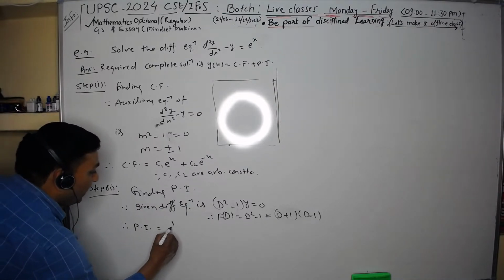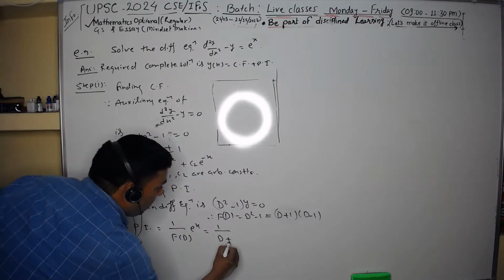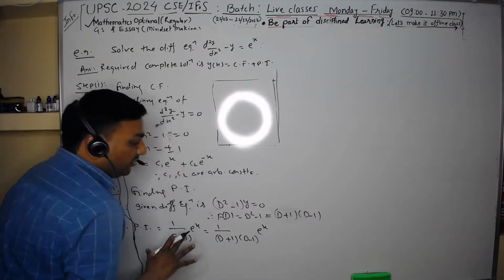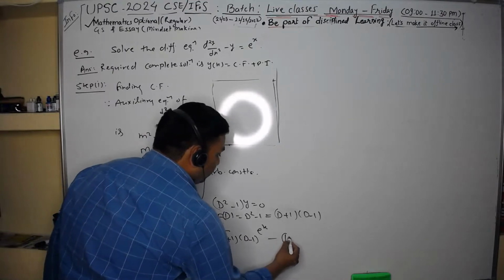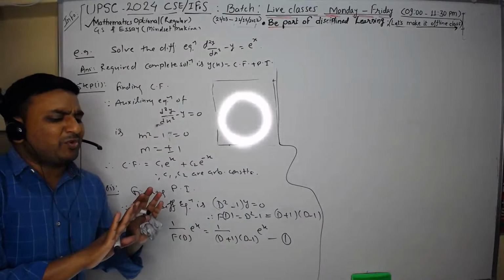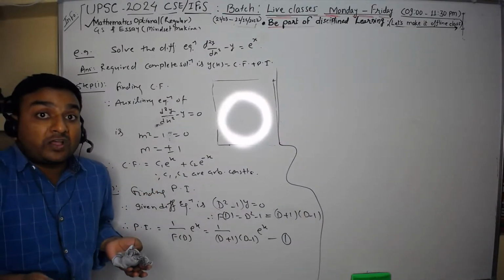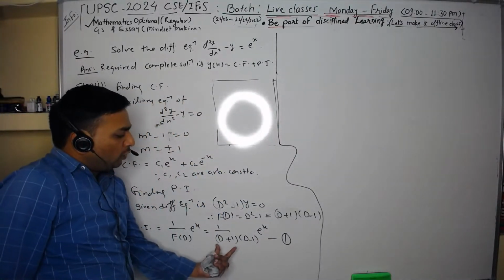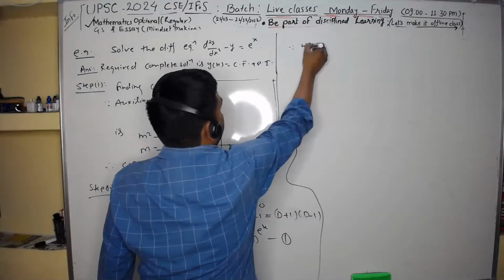So particular integral will become 1 upon d plus 1 d minus 1 of this. ध्यान से देखना इसको. Let's say this is equation 1. Please learn the process, because in the answer I am not interested. I am more interested in making you feel the process. देखिएगा, हमने क्या सीखा है?